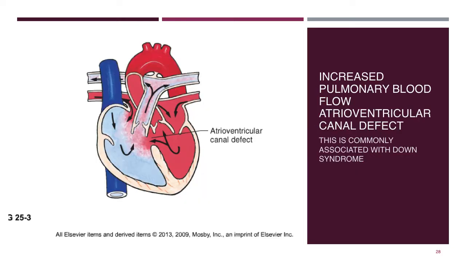When we have increased pulmonary blood flow with an atrioventricular canal defect, this is commonly seen with Down syndrome. And what happens if you look at this picture is you can see where the valves should be on the right side, especially it tends to be more severe on the right side. And what happens is they don't develop the endocardial cushions, which are the separations between the atria and the ventricles. And so there is mixing going on there.